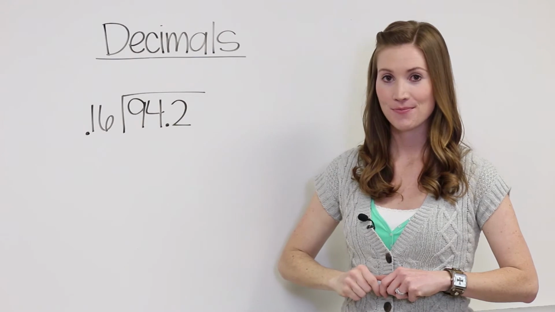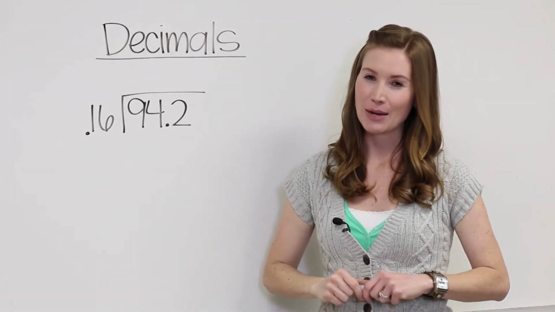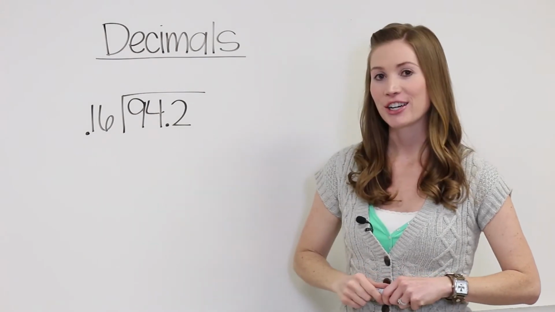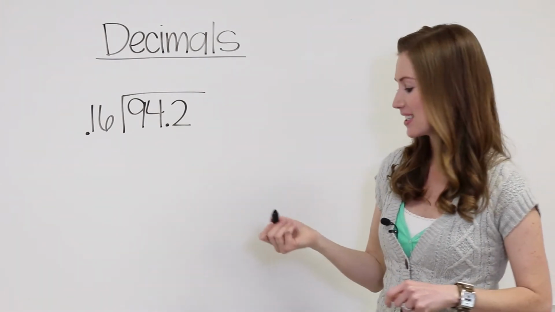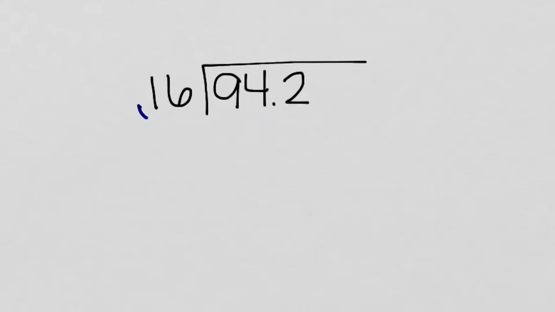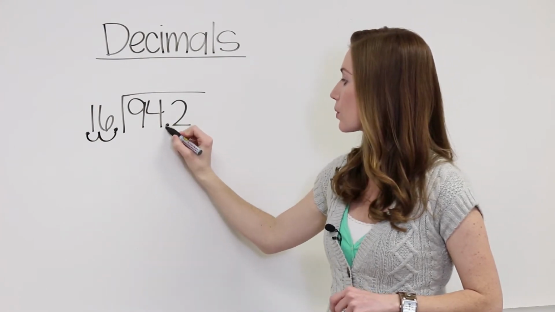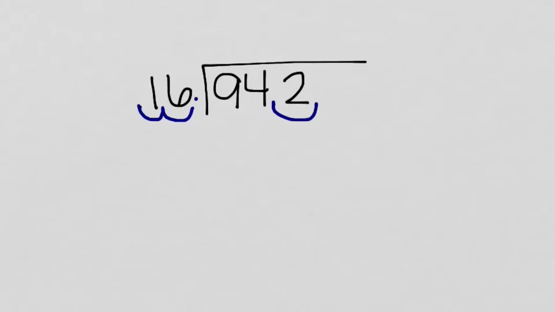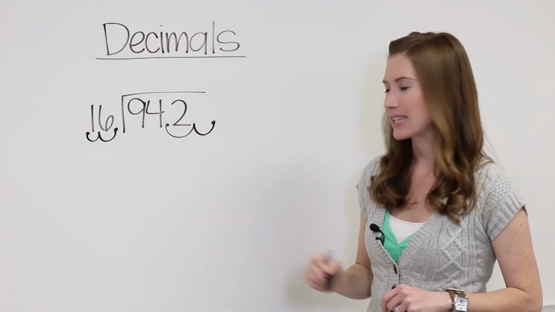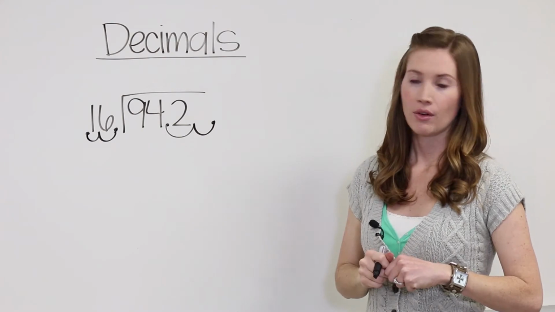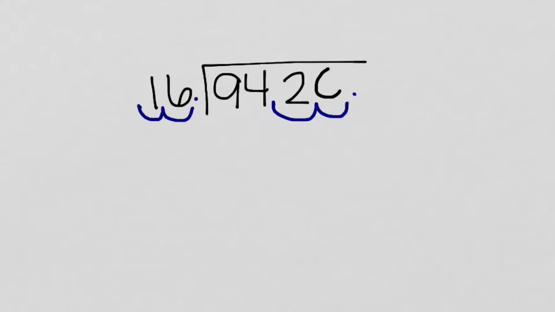Great job. Now what's the first thing we need to do? If you said move the decimal point in our divisor, that's correct. We're going to move it twice. 1, 2. And we're going to do the same thing to our dividend. 1, 2. I moved the decimal point twice, but there's no number here. What should I do? We're going to add a 0.